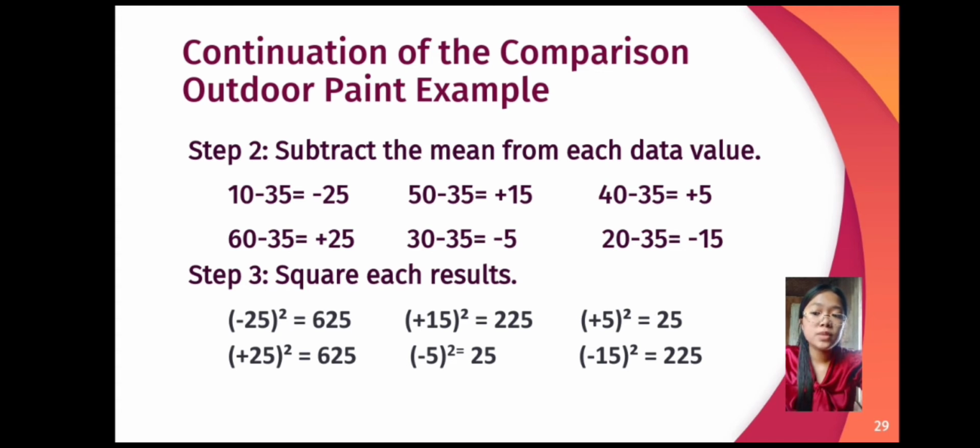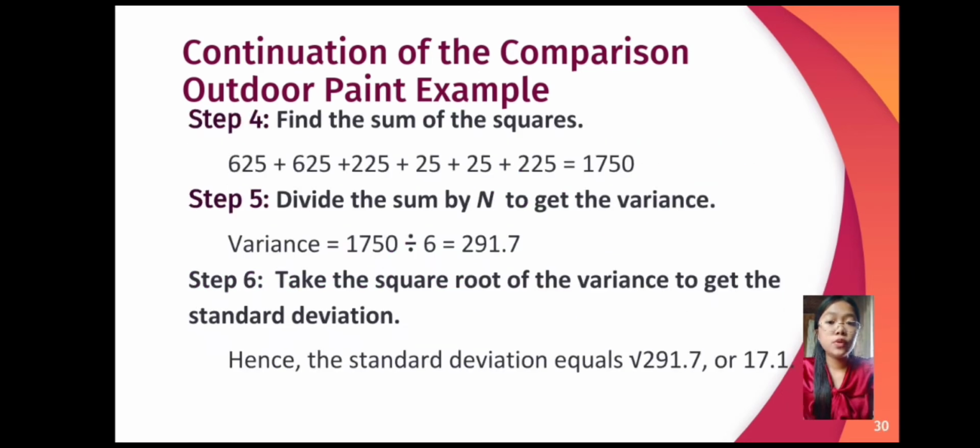Negative 25 squared is equal to 625. Positive 25 squared is equal to 625. Positive 15 squared is equal to 225. Negative 5 squared is equal to 25. Positive 5 squared is equal to 25. And negative 15 squared is equal to 225. That would be to find the sum of the squares.